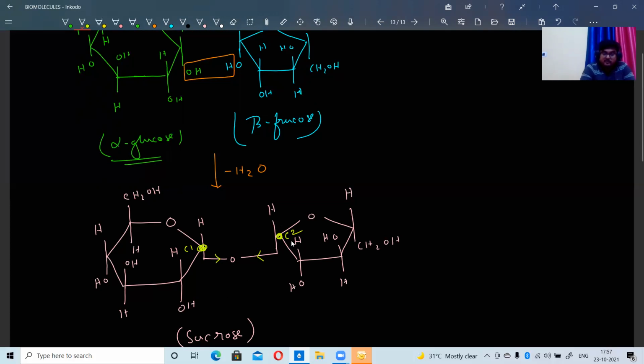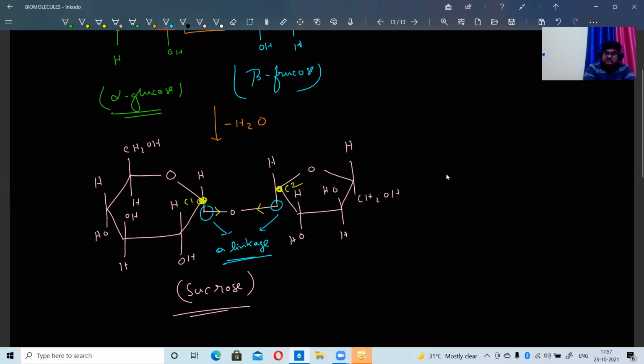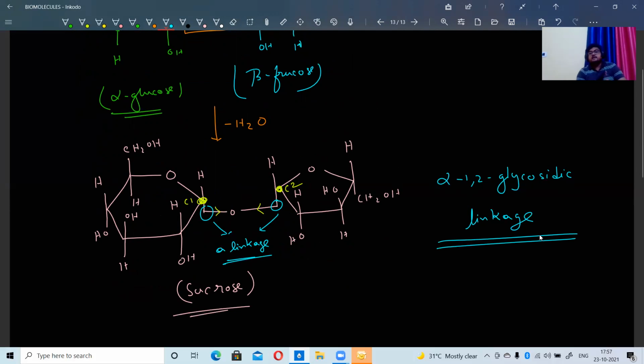So what is the name of this particular linkage? Remember, this is not a carbon. This one represents a linkage. Now, what is the name of this linkage? We can write, this one is the alpha 1,2 glycosidic linkage. Okay, alpha 1,2 glycosidic linkage. Any doubt regarding this part? Do you have any doubt?